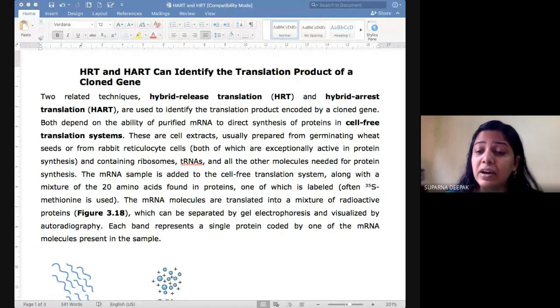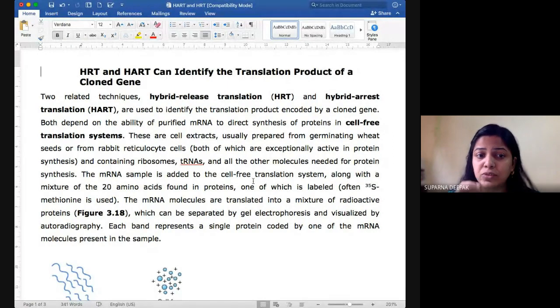So you have cell extracts, which will have all the requirements for your translation. These cell extracts are usually prepared from germinating wheat seeds, or from rabbit reticulocytes, because the proteins from these sources are very, very active in protein synthesis.